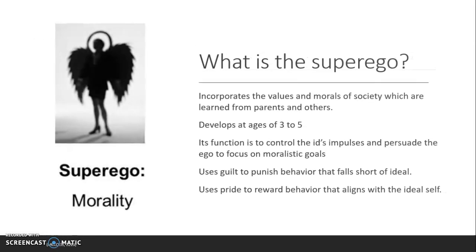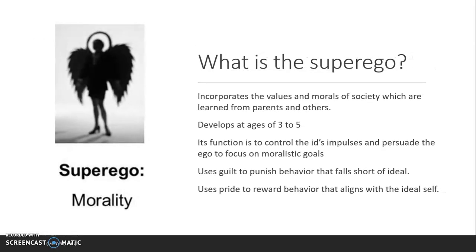The superego incorporates the values and morals of a society which are learned from parents and others. This usually develops at the ages of 3 to 5. Its function is to control the id's impulses and persuade the ego to focus on moralistic higher goals. The superego uses guilt to punish behavior that falls short of the ideal and uses pride to reward behavior that aligns with the ideal self.